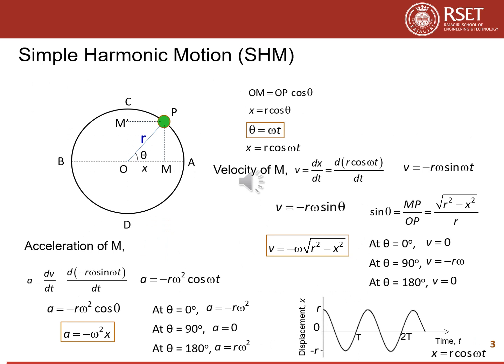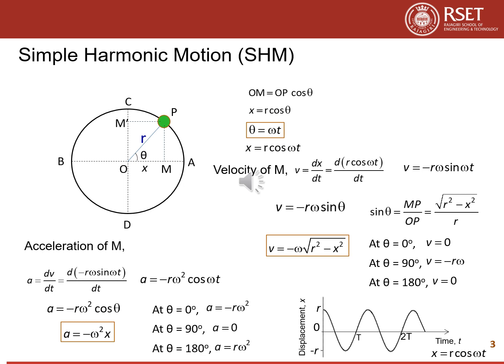It can be proved that the projection of the particle P on the diameter AB, that is point M, executes simple harmonic motion. For that, we have to prove two things. First, the acceleration of the point M is proportional to the distance from O, and second, that the acceleration is directed towards O. So, suppose we are considering the triangle OMP.